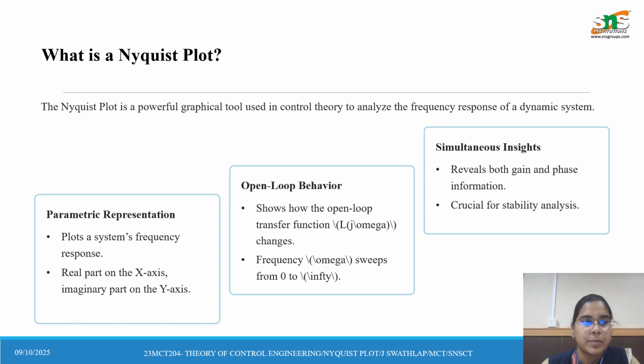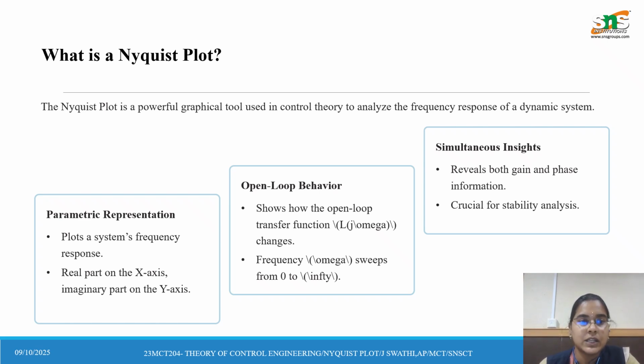So first one is parametric representation, and Nyquist plot is a parametric plot where the real part of an open loop transfer function is plotted against its imaginary part. And here we have the complex plane also. The plot is drawn on the complex plane with the x-axis representing the real part and the y-axis representing the imaginary part of the frequency response. And coming to the open loop behavior, it shows how the open loop transfer function behaves with the real part marked across the imaginary part.